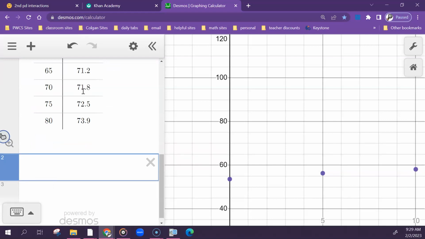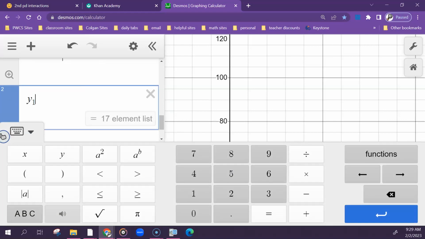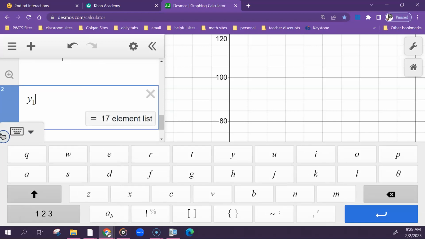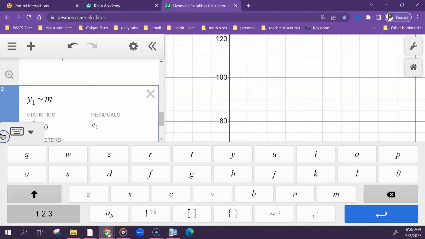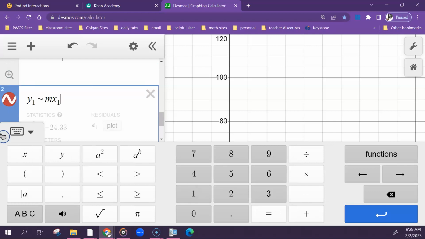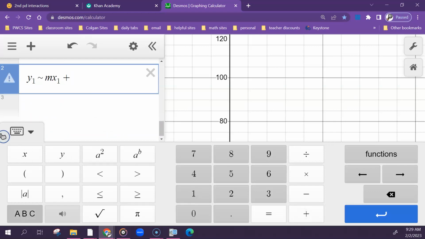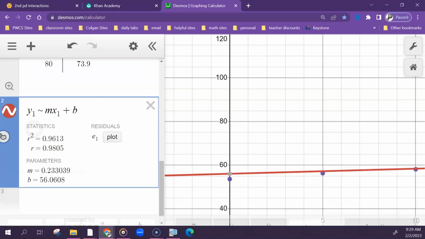As you start to finish, go ahead and type in Y1, the tilde or the squiggly line, MX1 plus B. If you need my help finding any of those things or typing that in, raise your hand, I'll be around.